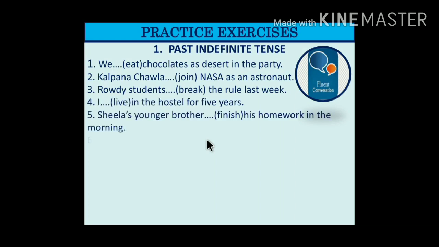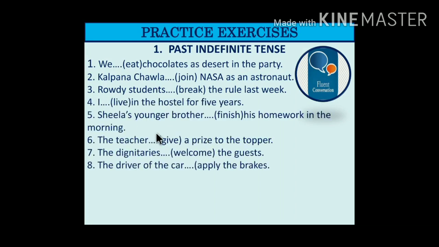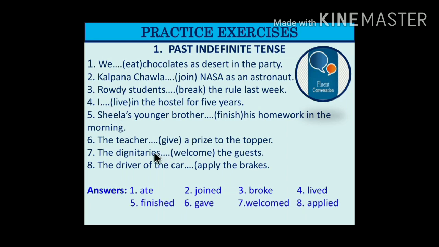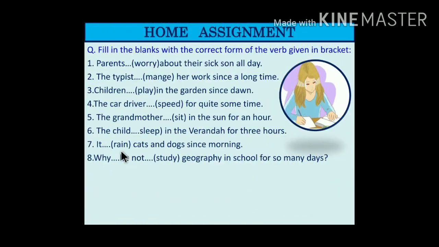Then past indefinite tense, practice examples. Let's solve it all together. Just check. We dash chocolates. Now what was the rule? The only and only rule is you just have to use the past tense of the main verb. We ate. Kalpana Chawla joined. Then rowdy students broke. Just the past tense. Break is not a past tense, it's an irregular verb. Then I lived. Yes, past tense. Then she finished. That's it. Teacher gave. The dignitary is welcome and all.